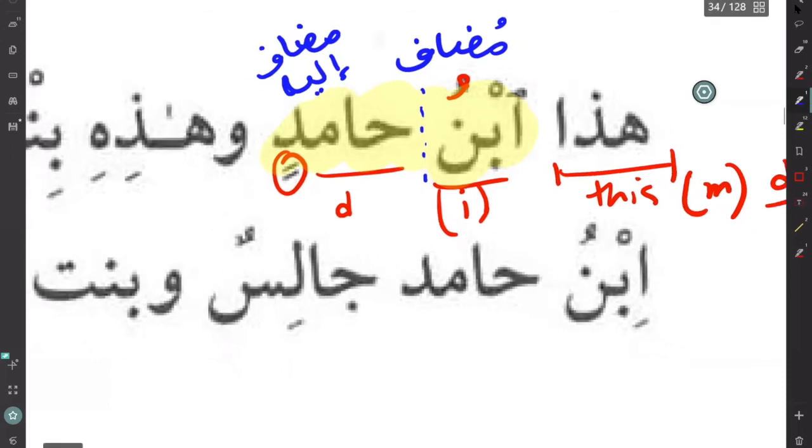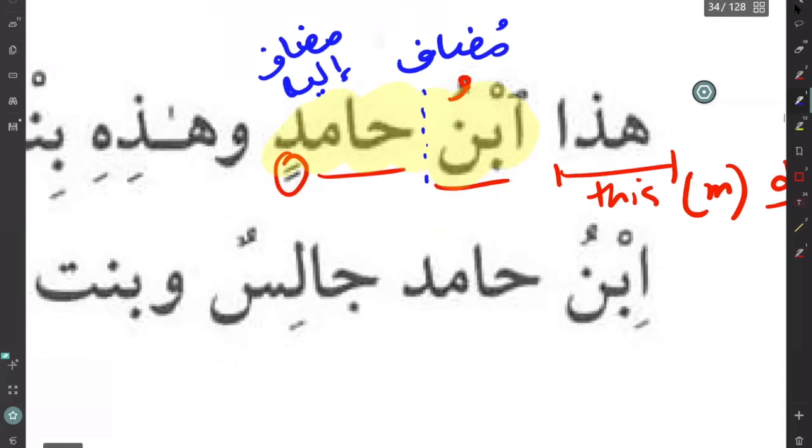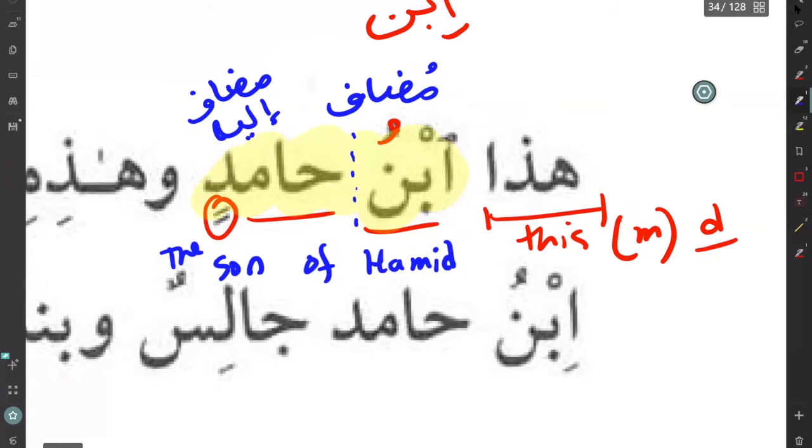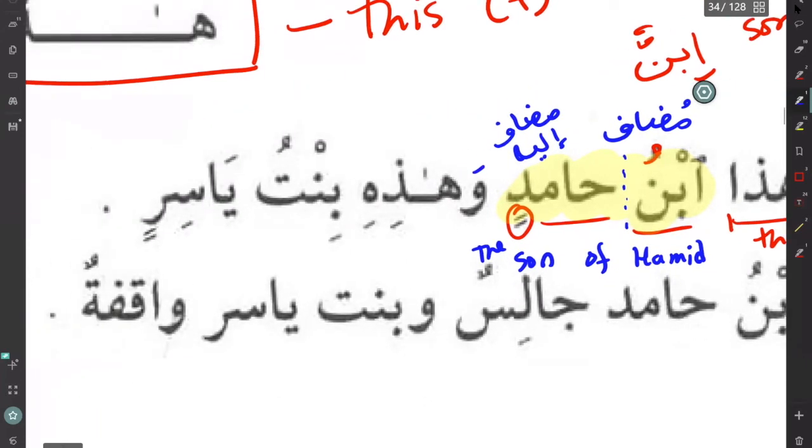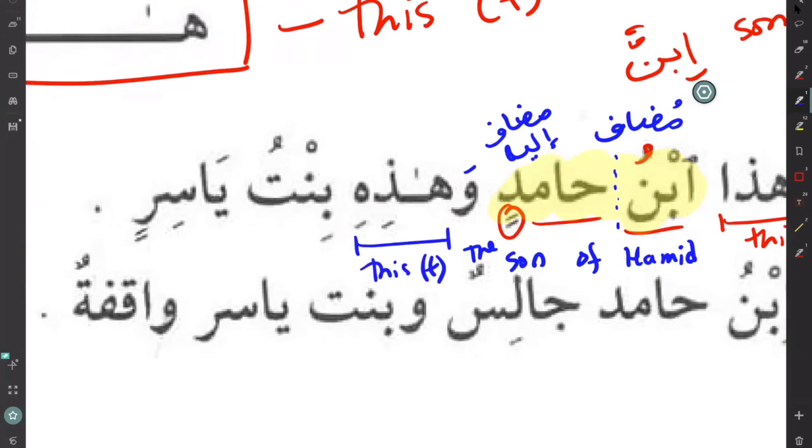So Ibn Hamidin, how would you translate now? You say the son of Hamid. So what are you saying? You're saying, this is the son of Hamid, and it is a sentence. Now you're saying wa. Wa is, of course, and. Now we start seeing hadhi. What is hadhi? Hadhi is this in the feminine form. So obviously you cannot say hada bintu yasir. Why? Because bint is feminine.